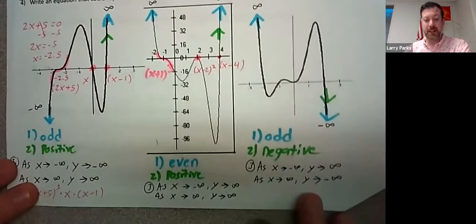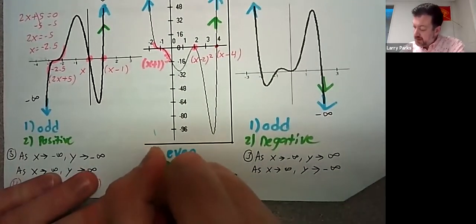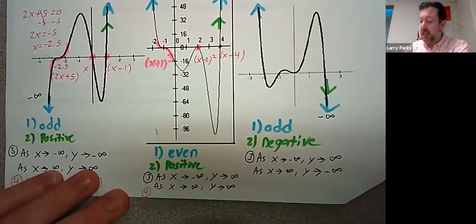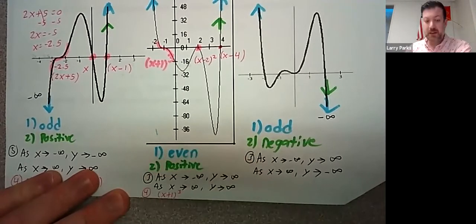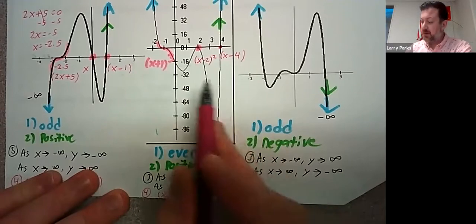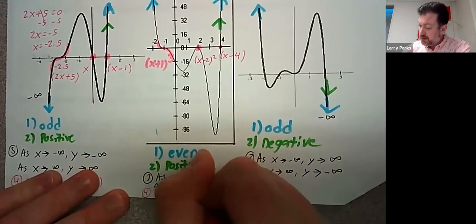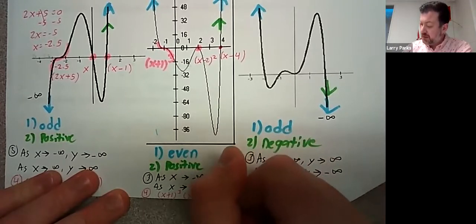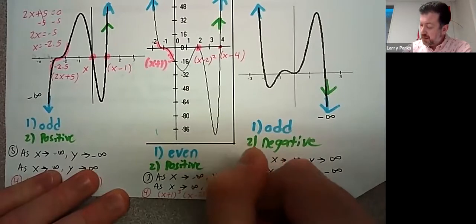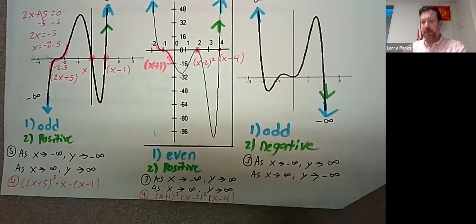And so you put all that together, and I would have x plus 1 to the third. I would have x minus 2 squared. And then I would have x minus 4 to the first. Okay.